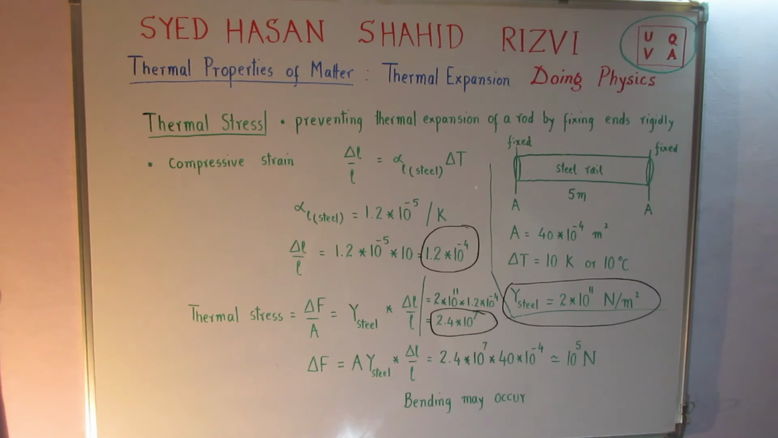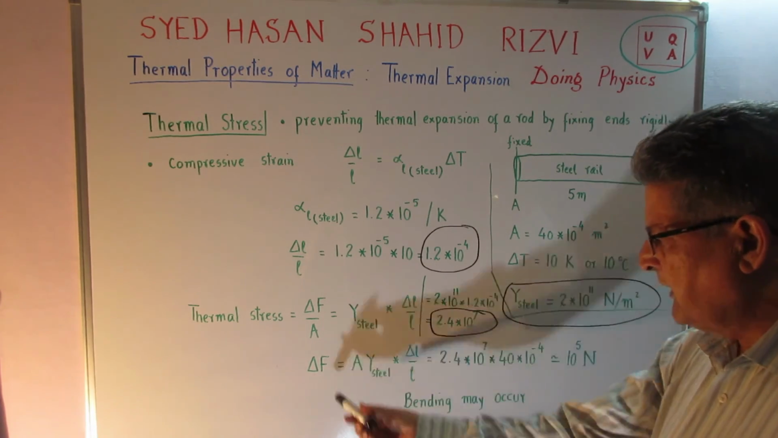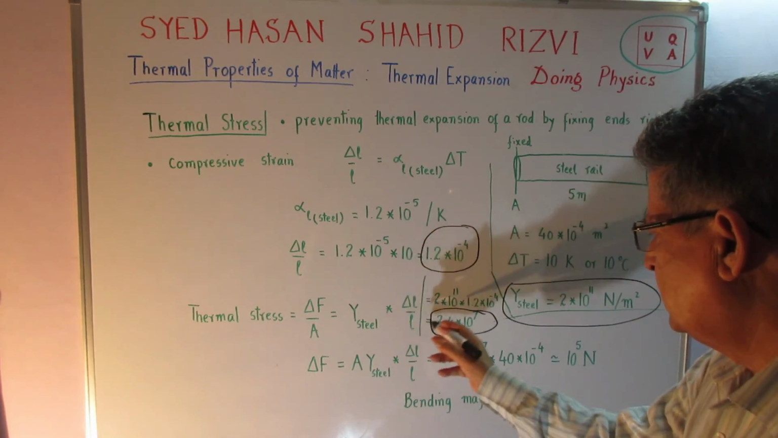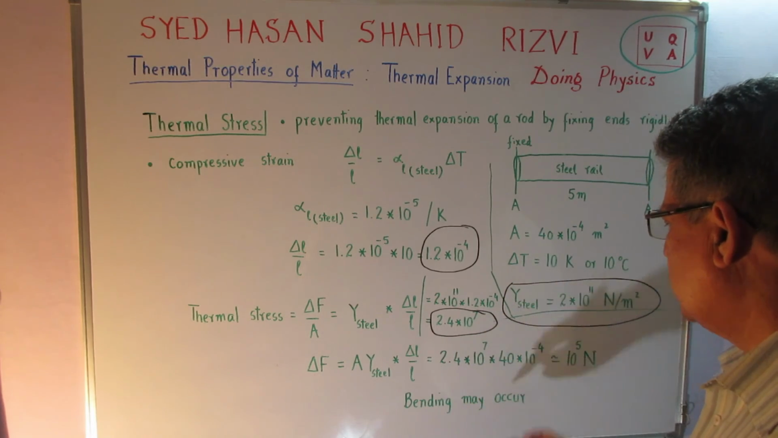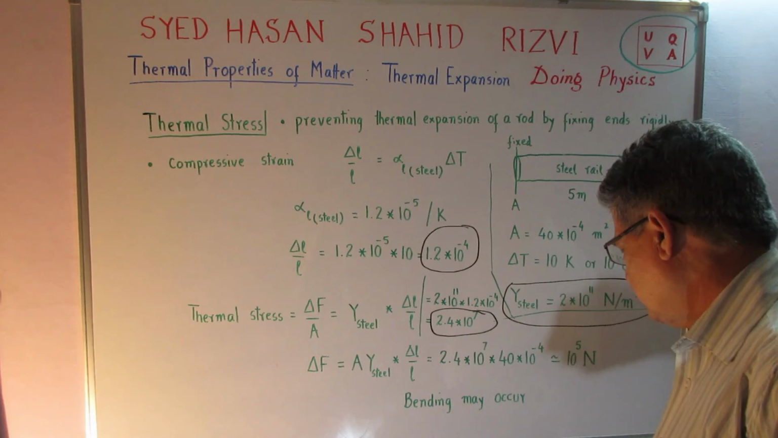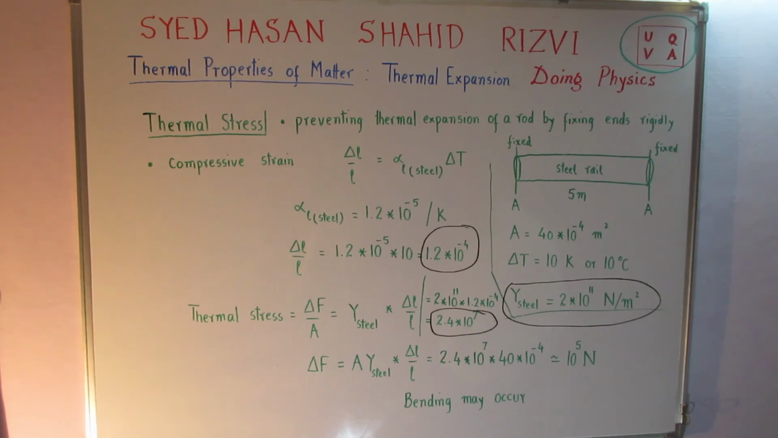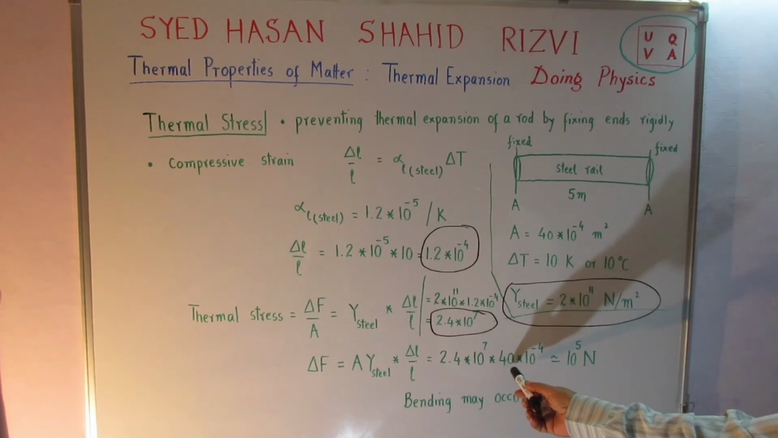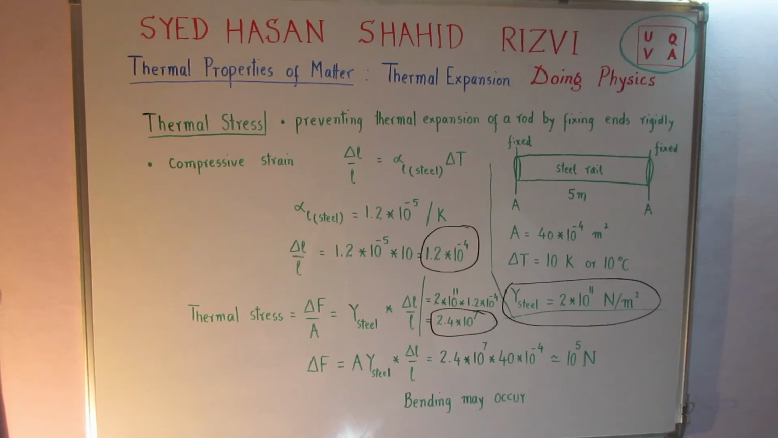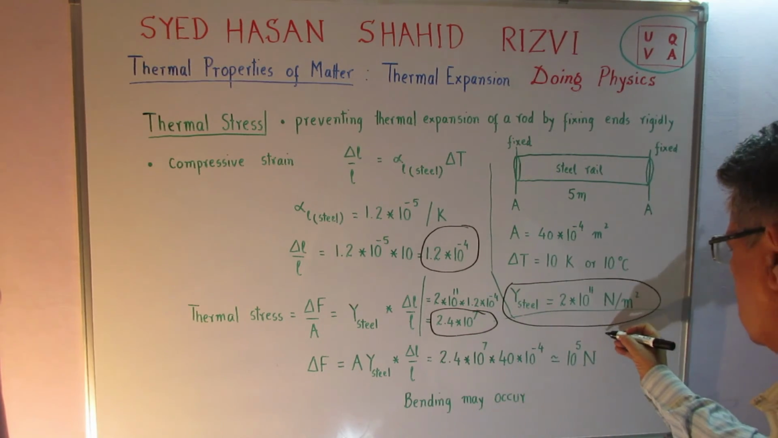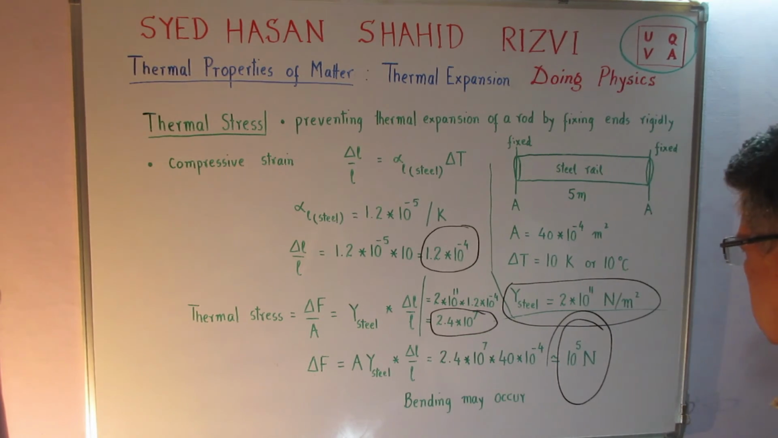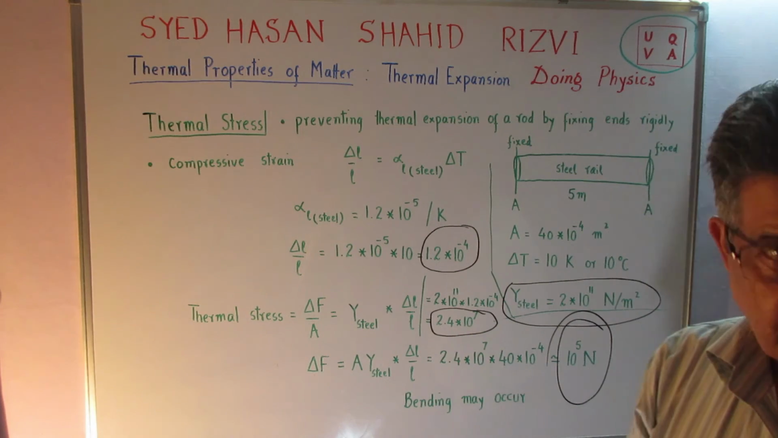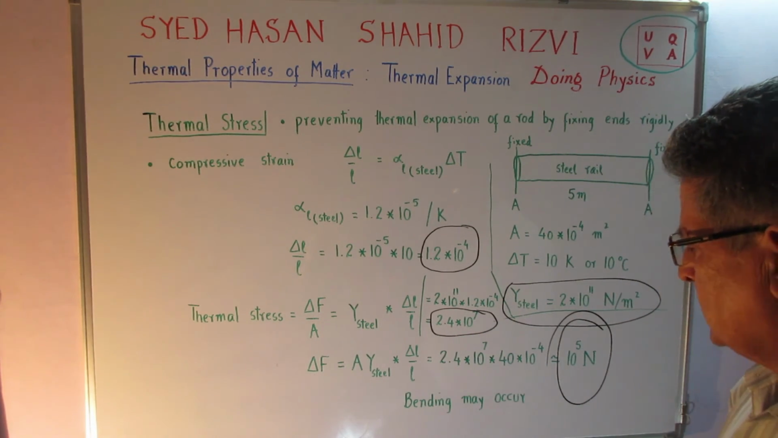per meter square. So if I have to find out the delta F which will develop over there, I just multiply this by A and I get 2.4 into 10 to the power 7 into 40 into 10 to the power of minus 4, which turns out to be approximately 100, because 4 into 24 is 96, which is 9.6 into 10, and this turns out to be in the vicinity of 10 to the power of 5 newtons, which is a very large amount of force.